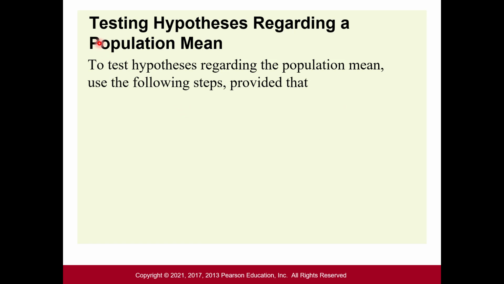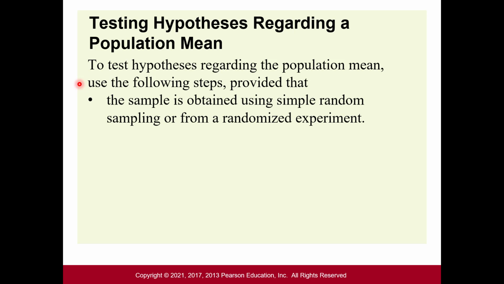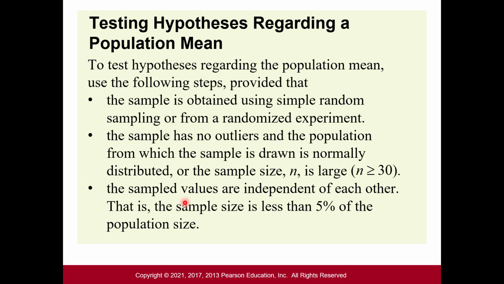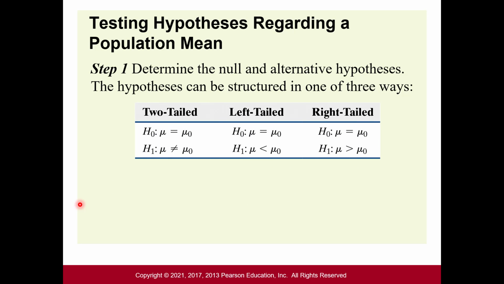Testing hypotheses regarding a population mean, we can do this process provided the following are true. The sample is obtained using simple random sampling or from a randomized experiment. The sample has no outliers and the population is normally distributed, or you could say the sample size is large, so 30 or more. And the sampled values are independent, and the way we check that is to say that the sample size is less than 5% of our population size. If all that's true, then we have our steps for testing our hypotheses about our population mean.